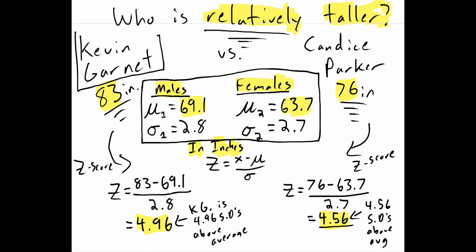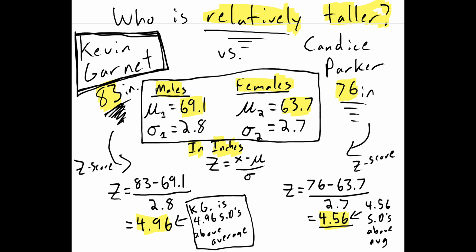Kevin Garnett. Why does he win? Because his z-score is higher than Candice Parker's. He is more standard deviations above average. So when we want to compare two numbers, like 83 inches and 76 inches, we need to put them on equal playing fields if they come from different distributions.